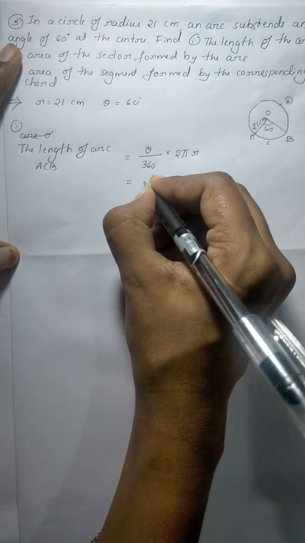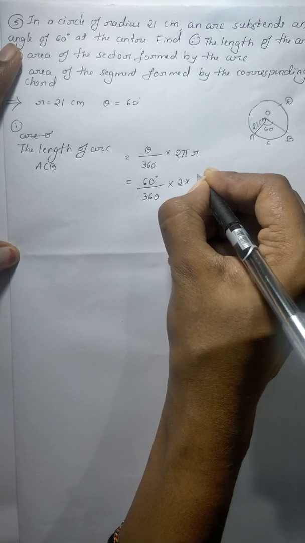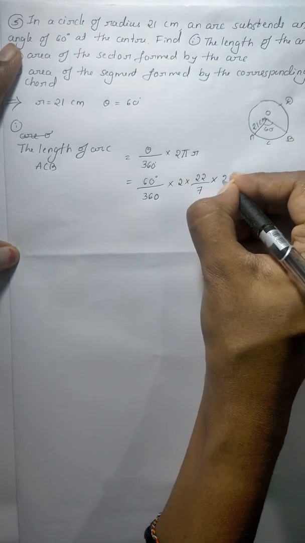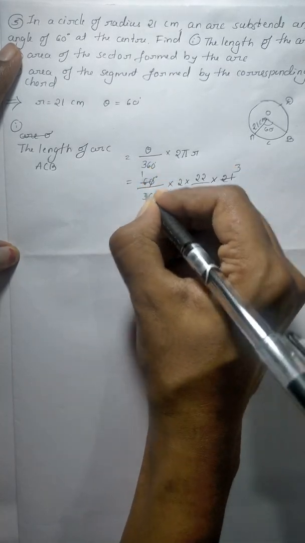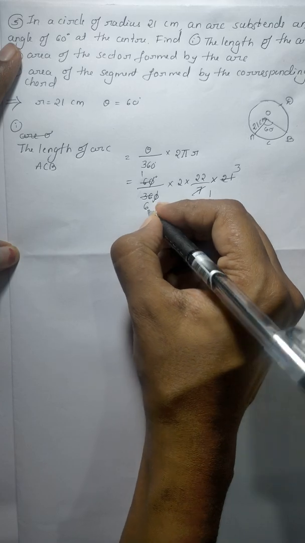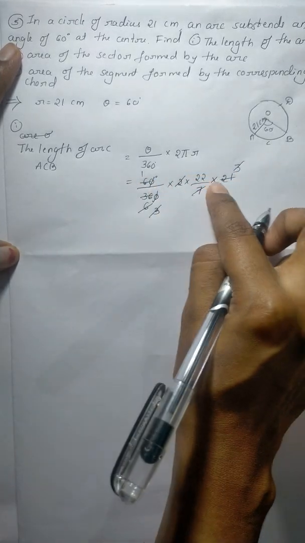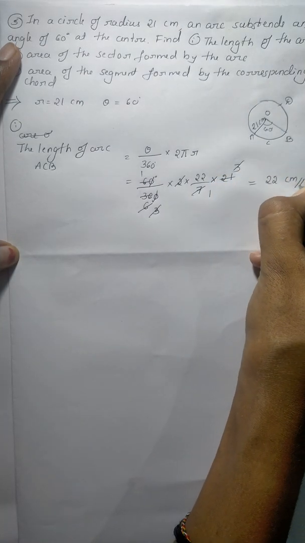Now the theta value is given as 60 degrees, 360, 2 into pi. As the pi value they have not given, we will consider 22 by 7. Then our radius is given as 21. Then 7 ones are 7, 7 threes are 21, 0 0 get cancelled, 6 ones are 6, 6 sixes are 36, then 2 threes are 6, 2 cancels, so 3 threes get cancelled, only 22 remains here. So the length of the arc will be 22 centimeter.